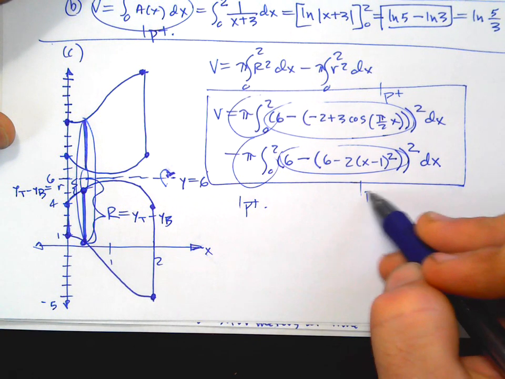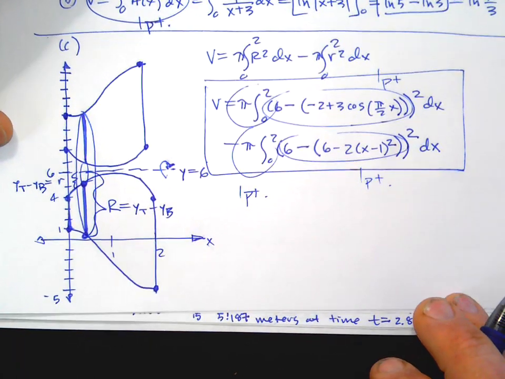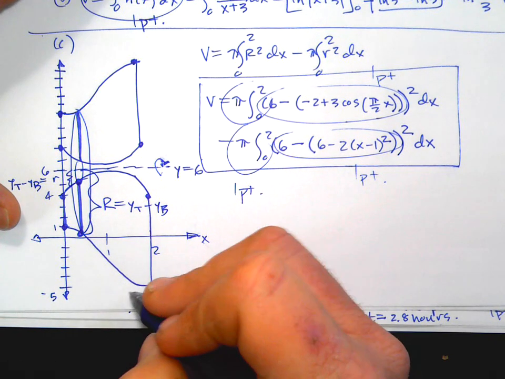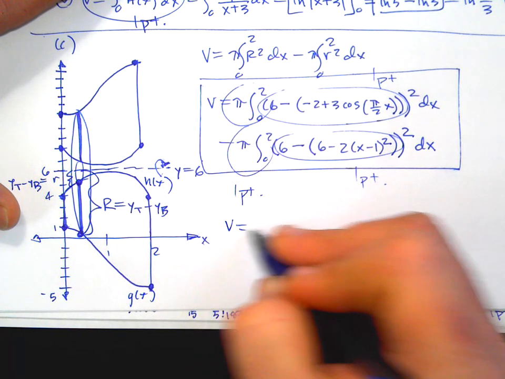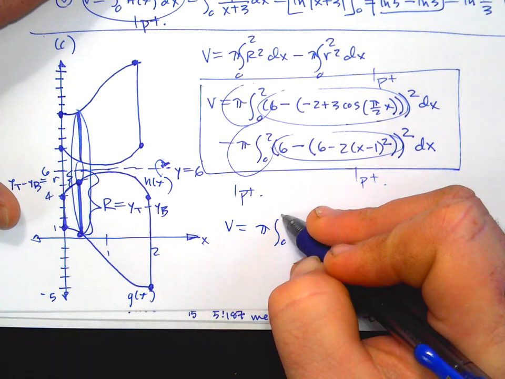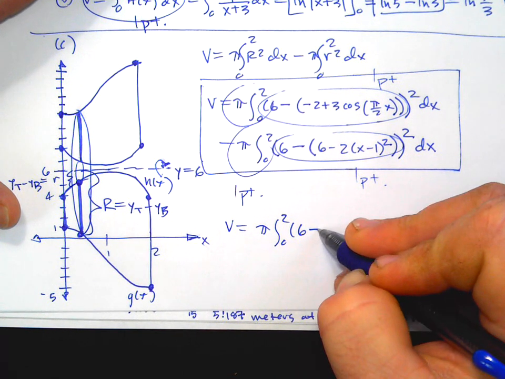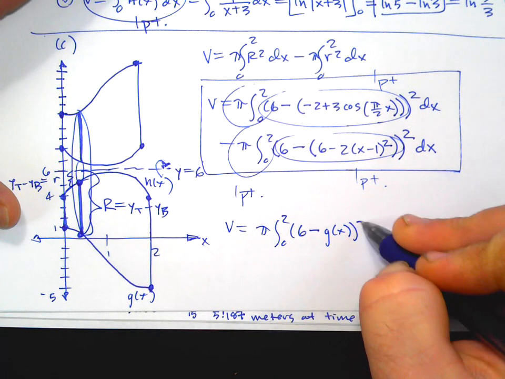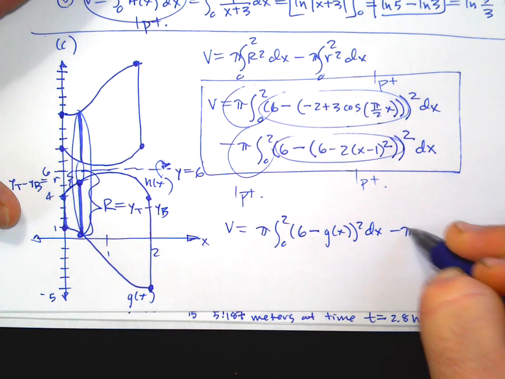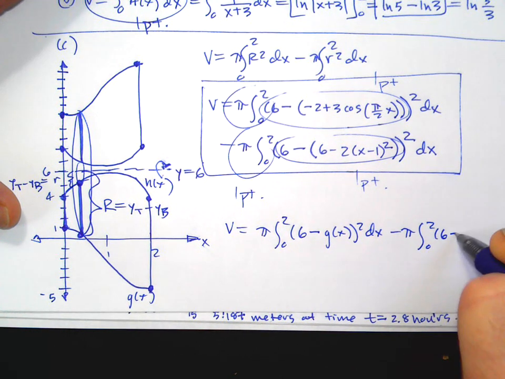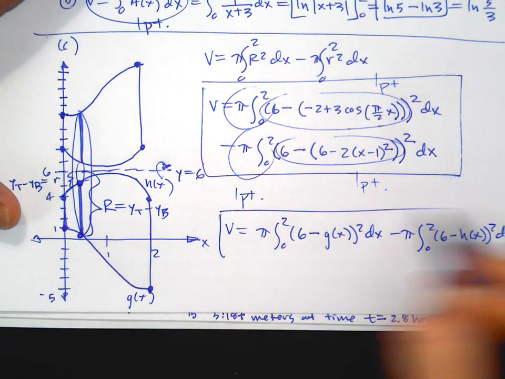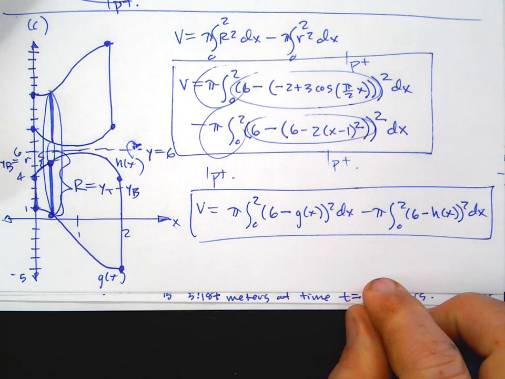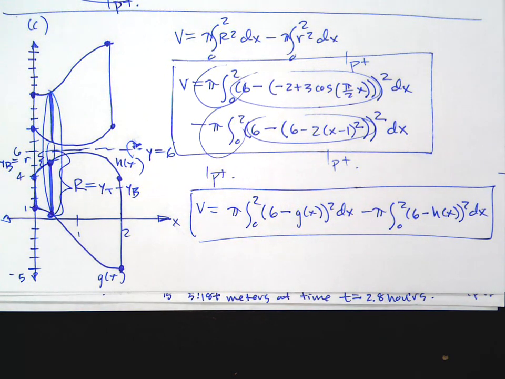Now, you know what I should have done, because we weren't going to actually solve this, is I should have just used the names, because this was g(x) and this was h(x). So here, just starting over again real quick, but a lot easier, it'd be pi integral from 0 to 2 of (6 minus g(x)) squared dx minus pi integral from 0 to 2 of (6 minus h(x)) squared. So that would have given you the same full credit, but a little more convenient to write without having to worry about all those extra parentheses. So there you go, a little area volume problem.